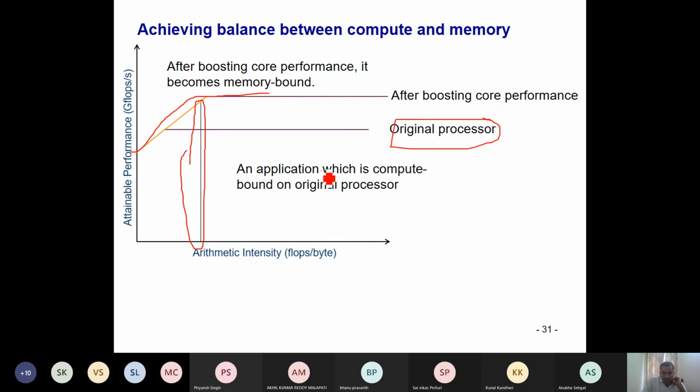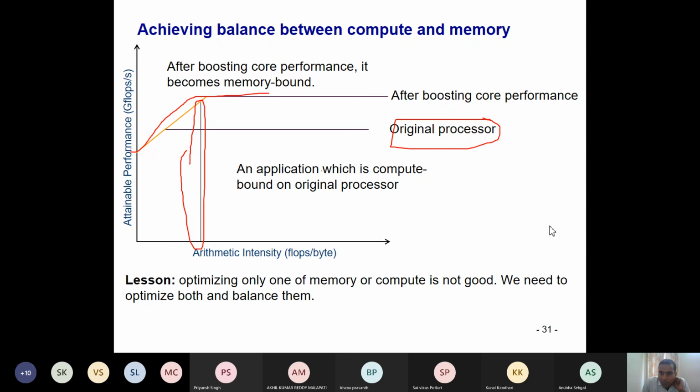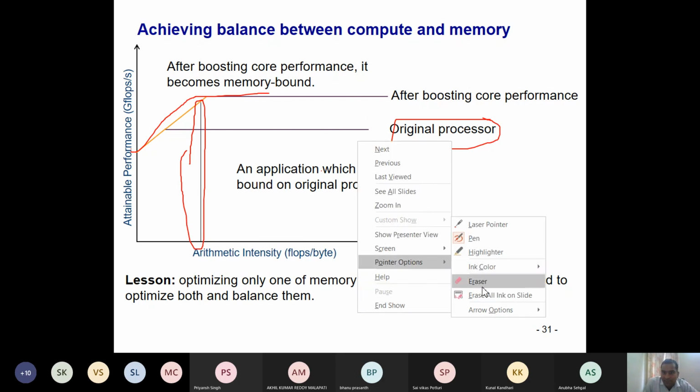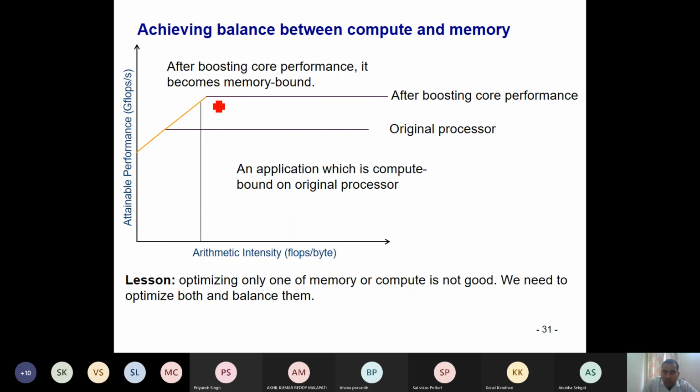So the whole point is, if you only optimize the core resources but ignore the memory, then you are still not achieving the peak performance. After boosting the core performance, you expect that your application will achieve at least this much performance. But actually you are achieving only this much. You are not achieving the full performance. Why? Because you did not optimize the memory bandwidth. So that's why you have to do both.